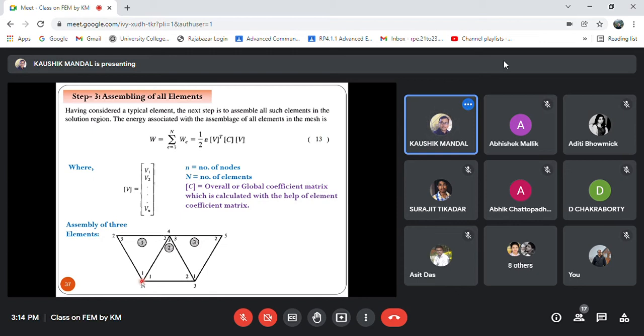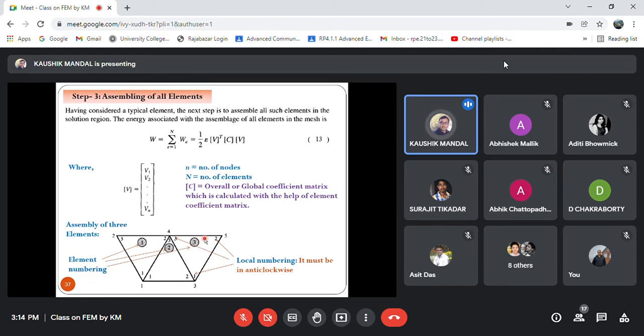Node 1, this is represented by this one. Node 2, 3, 4, 5. The number outside the solution boundary is known as global numbering. The number within the circle is representing the element numbering. There are three triangular elements, 1, 2, 3. Then the number within the corresponding element is known as the local numbering.